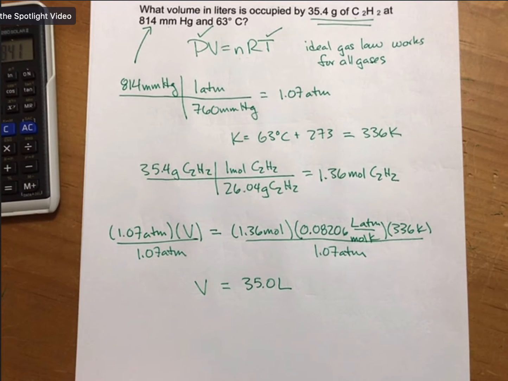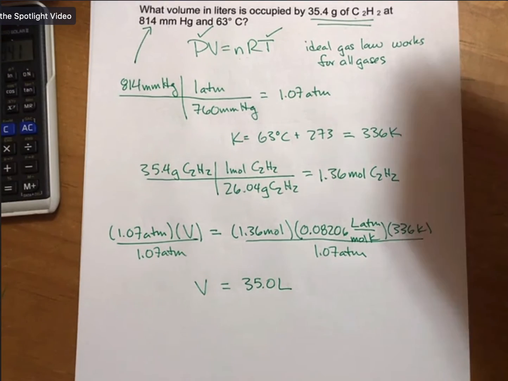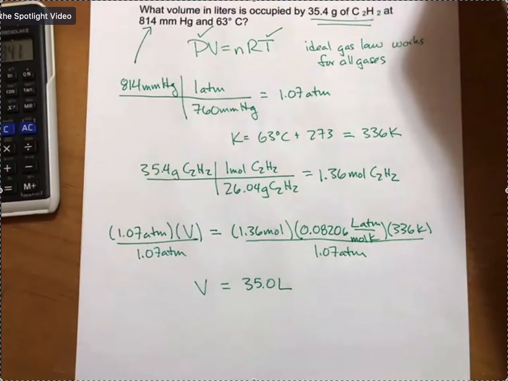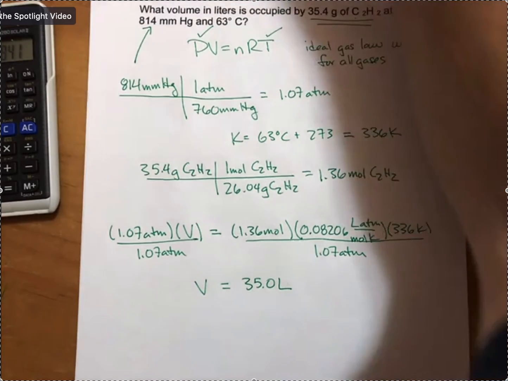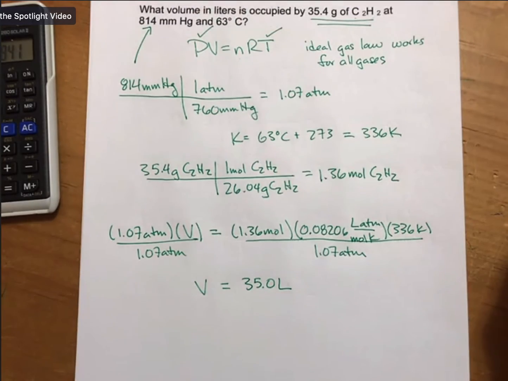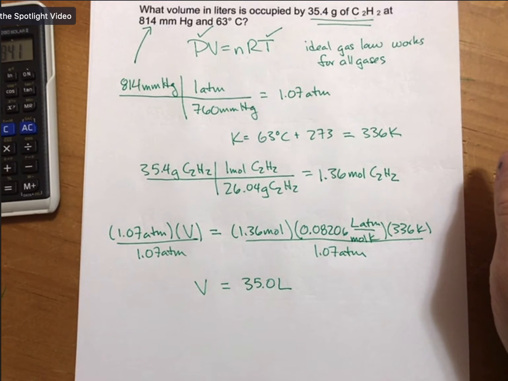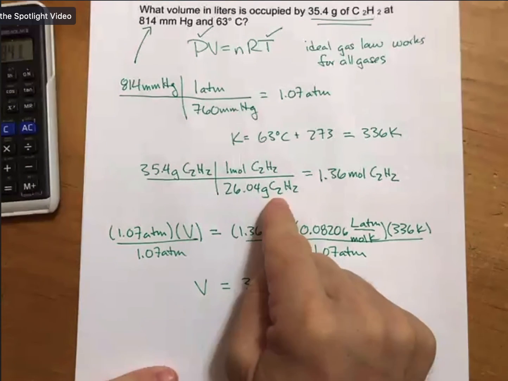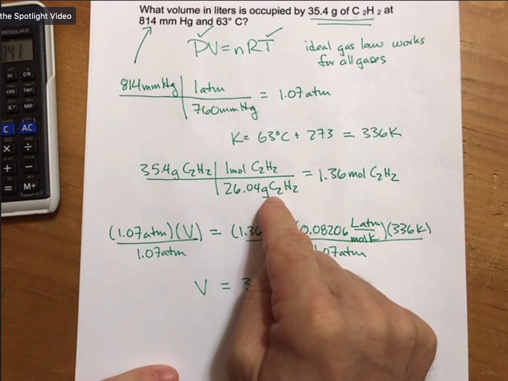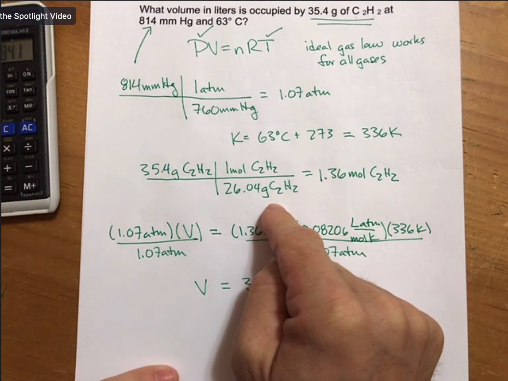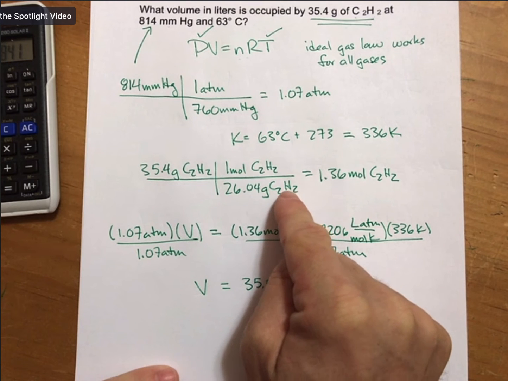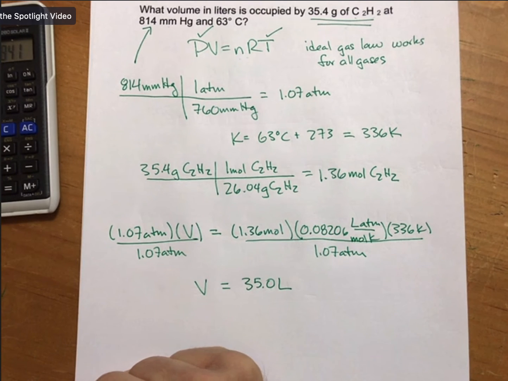Any questions about that? Yes, Professor, quick question. For the 26.04, where do you get it from? This is the molar mass of C2H2, so I got it from the periodic table. 2 times carbon plus 2 times hydrogen. Okay, thank you.